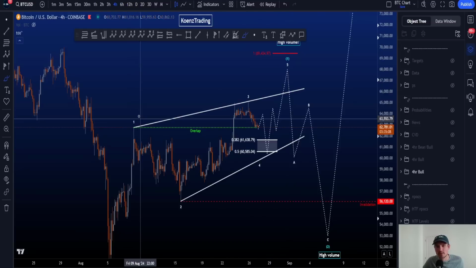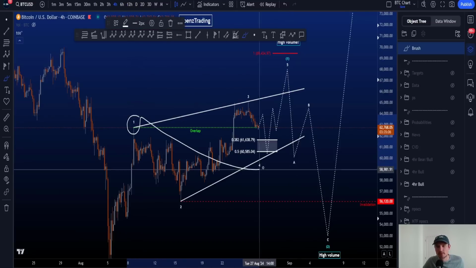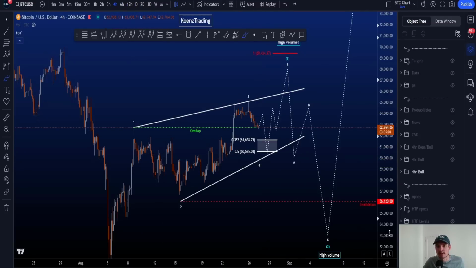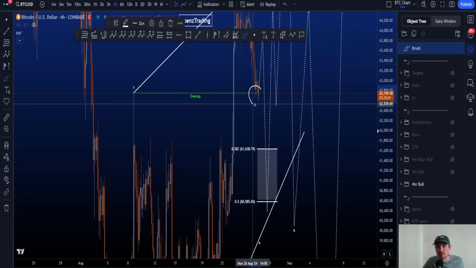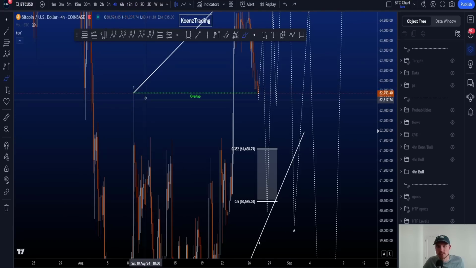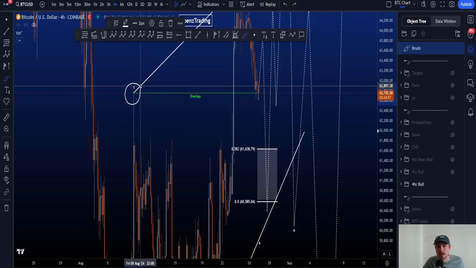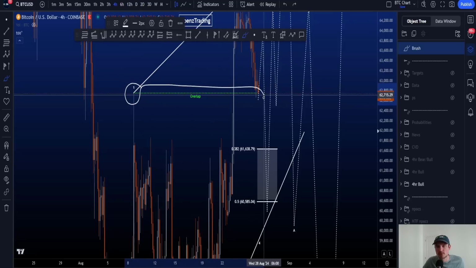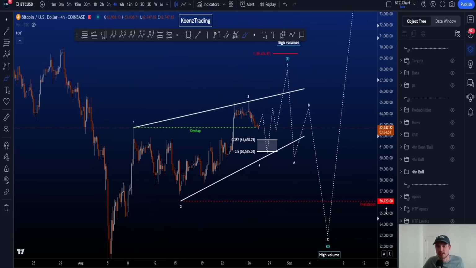Now, in a diagonal, you preferably see overlap between a wave 1 and a wave 4. This already happened because of the move here towards the downside. You can see the green line taken from the high here and then horizontally moved to the right side. You can see we have hit this green line. So we already checked that box.